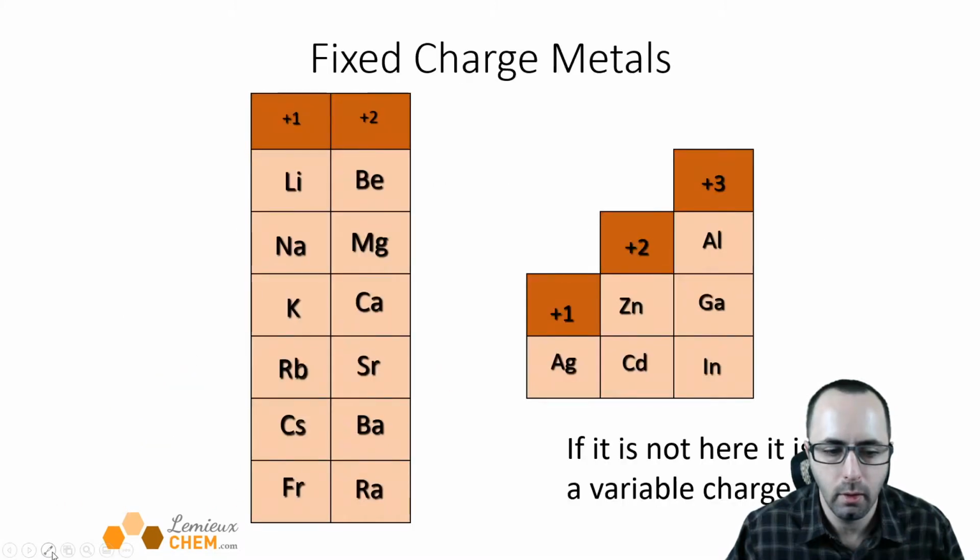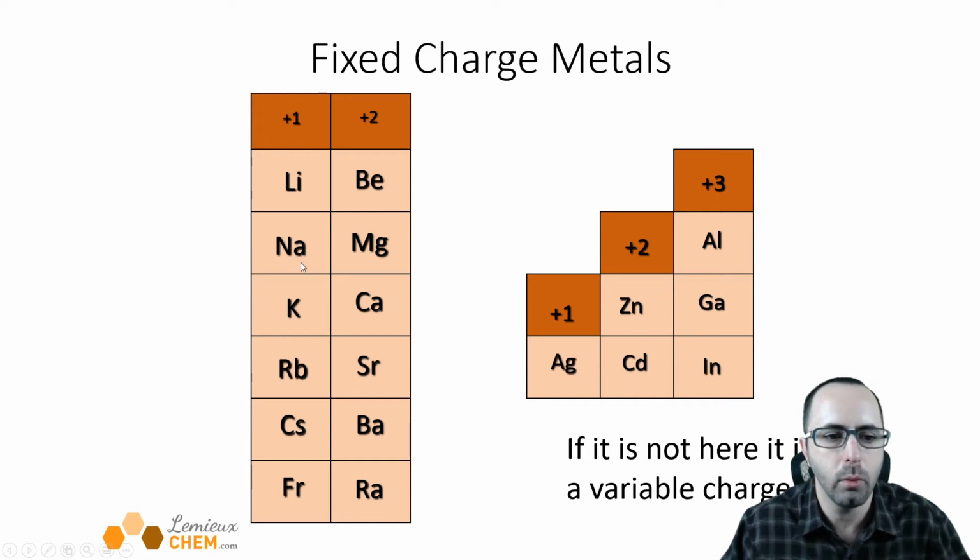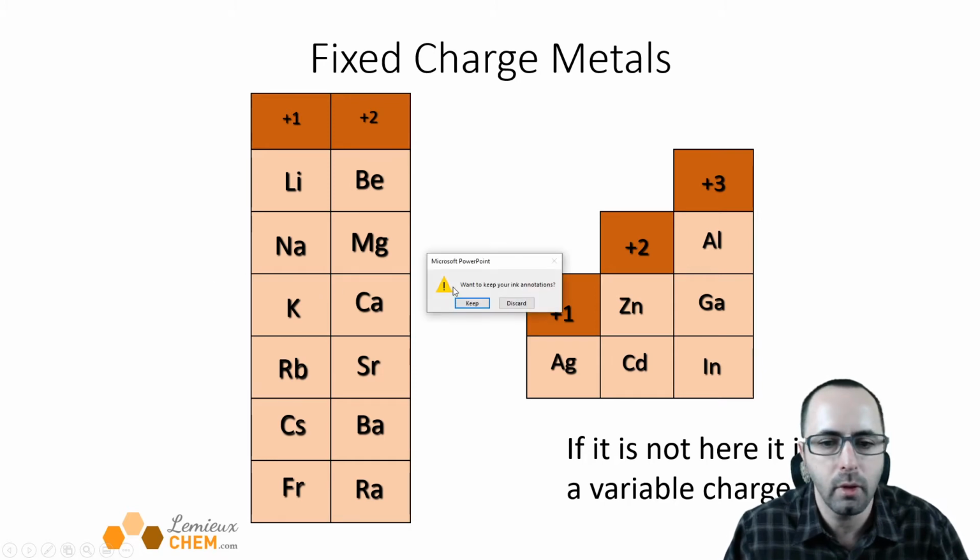All right. So just as a summary here, you'll probably want to note on your periodic table the fixed charge metals, so you know them for later. Group 1 here and group 2, these are +1, +2, and then there's a little triangle on your periodic table near group 3, which includes zinc, cadmium, those are +2, silver is +1. I'll show you where it is on the periodic table real quick.